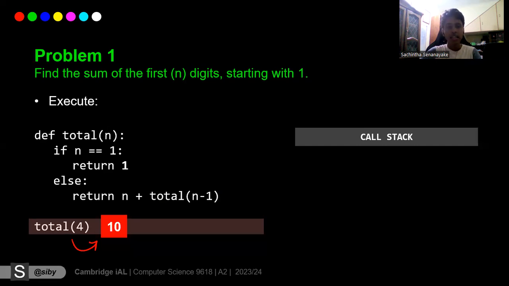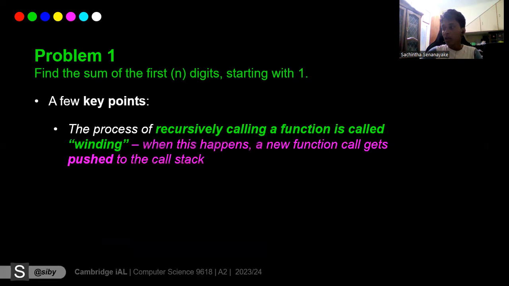That is correct. The sum of the first 4 digits is 10, right? 1 plus 2 plus 3 plus 4. Seems pretty interesting. Seems pretty counterintuitive, right? Now, a few key points. The process of recursively calling a function is called winding. When this happens, a new function call gets pushed into the call stack. So remember the word winding is pretty important for your exam's purpose.